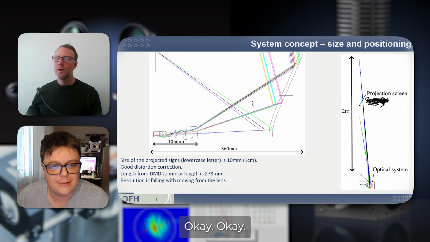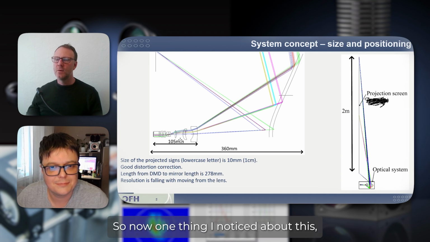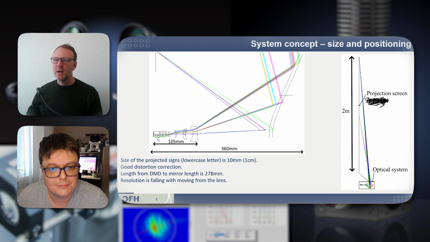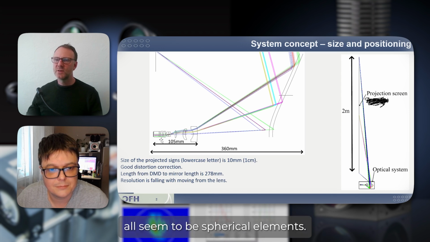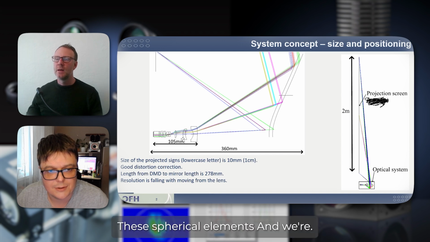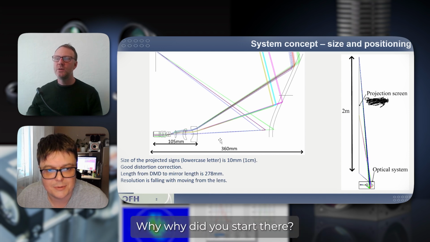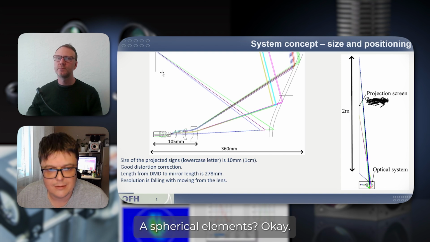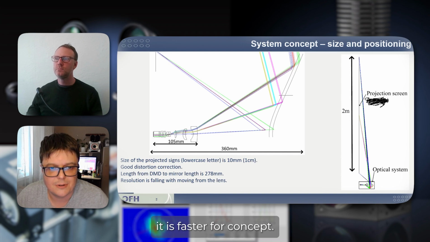Okay. So now one thing I notice about this is just a concept stage. I'm noticing these all seem to be spherical elements. Am I right about that? At this moment, yes, these are spherical elements. And why did you start there? Is that easier for a concept design than sort of highly complex aspherical elements? Okay. It is faster for concept.